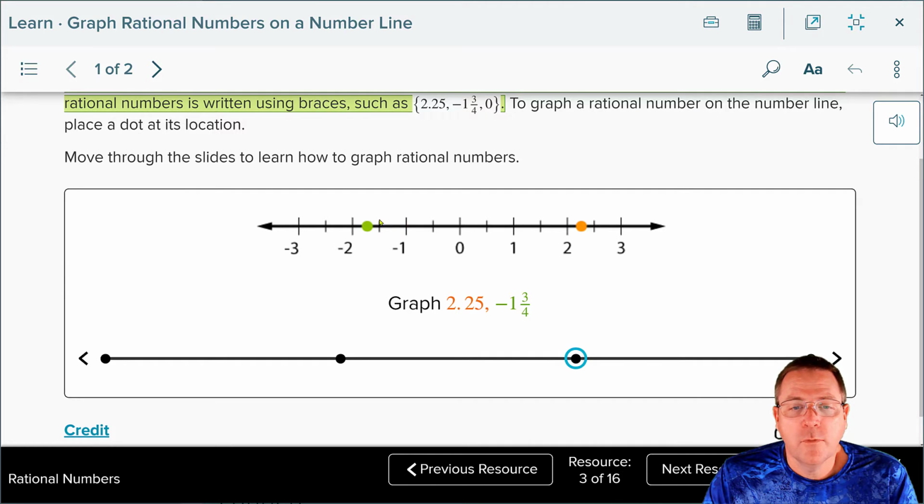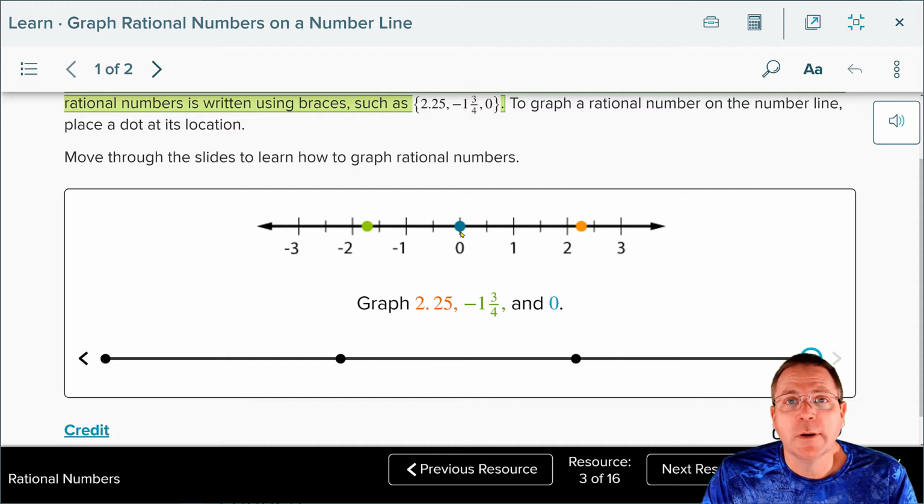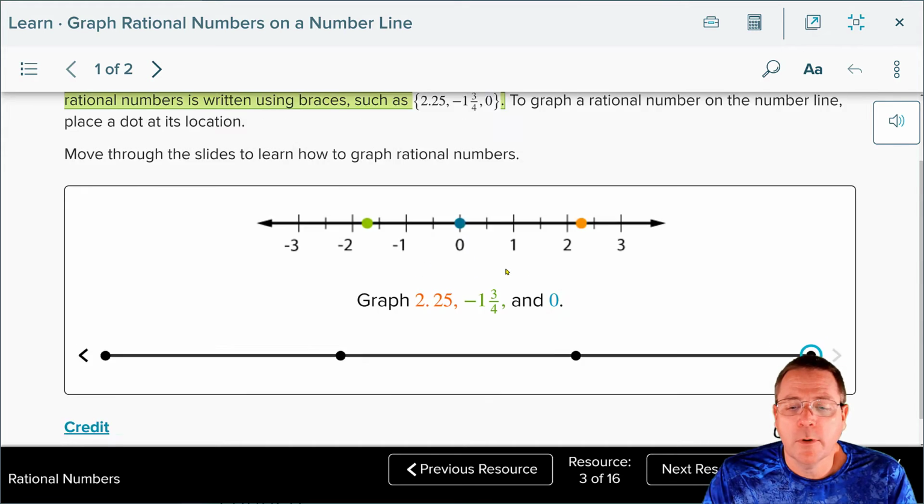You had negative 1, negative 1 1/2, and then halfway between 1/2 and 2 was going to be a negative 3/4. And finally, the last one we're going to have is 0, and of course 0 is the easy one. It lands on 0 on the number line. Easy math.